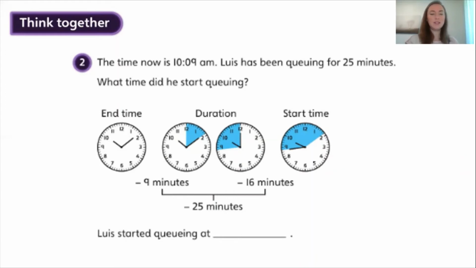So Lewis started queuing at 9:44 a.m. and this is because 10:09 take away 25 minutes is 9:44. We took away 9 minutes first to take us back to 10 a.m. and that meant we had to take away a further 16 minutes. 60 take away 16 is 44. So he started queuing at 9:44 a.m.